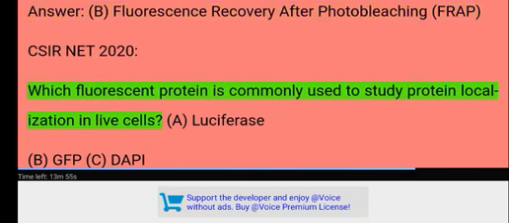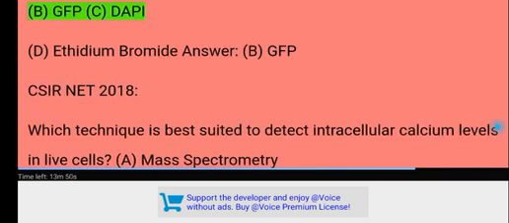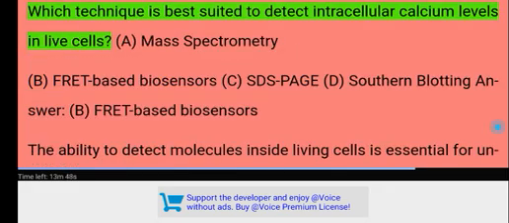CSIR-NET 2020. Which fluorescent protein is commonly used to study protein localization in live cells? A. Luciferase. B. GFP. C. DAPI. D. Ethidium bromide. Answer, B. GFP. CSIR-NET 2018. Which technique is best suited to detect intracellular calcium levels in live cells?